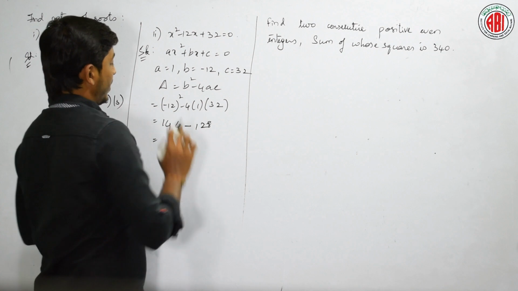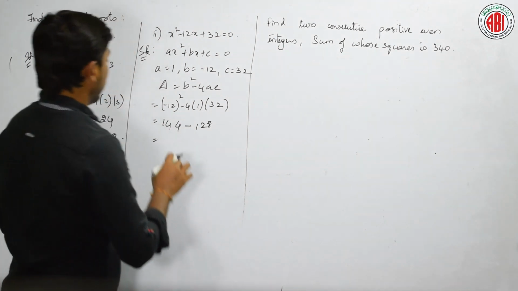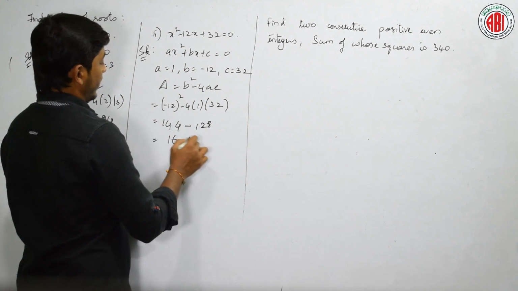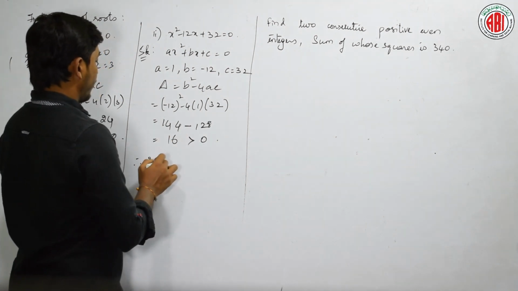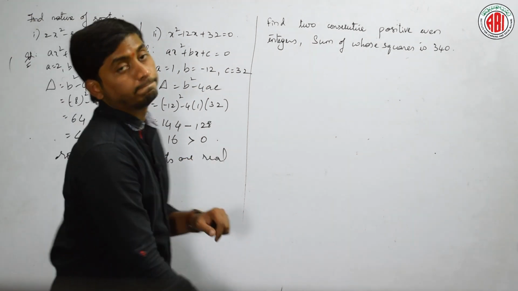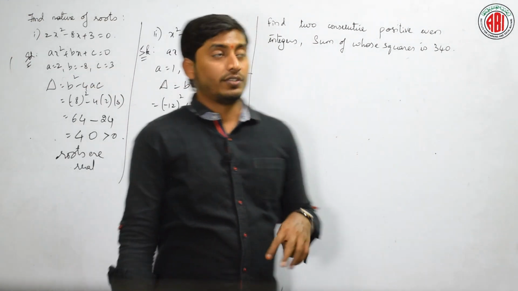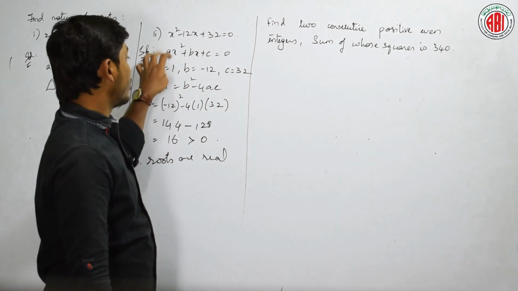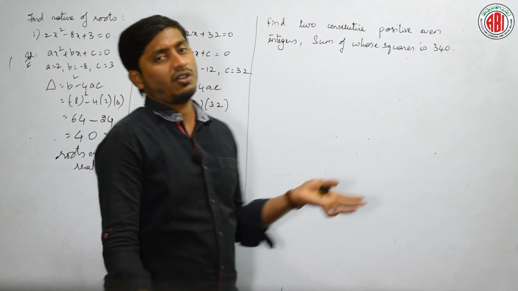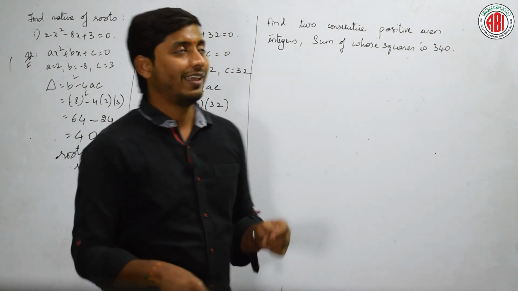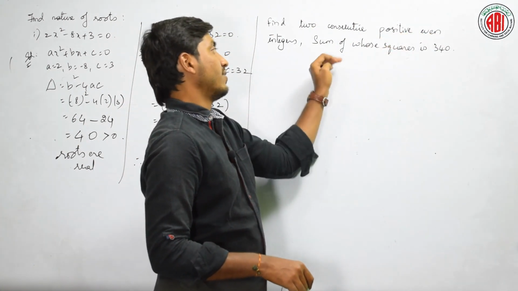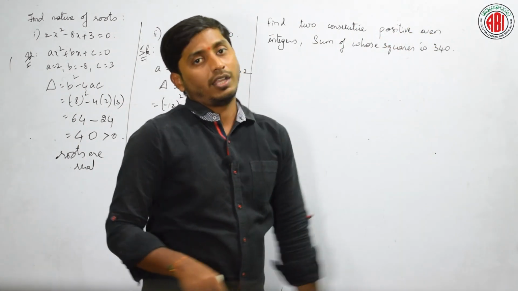So, 144 minus 128, how much is it? 16, which is also greater than 0. Therefore, roots are again real. Is it clear? The only thing is we have to substitute the values of a, b, c in this formula and check whether it is greater than 0 or less than 0 or equal to 0. That is it. Okay. Next, find two consecutive positive even integers whose sum of squares is 340.